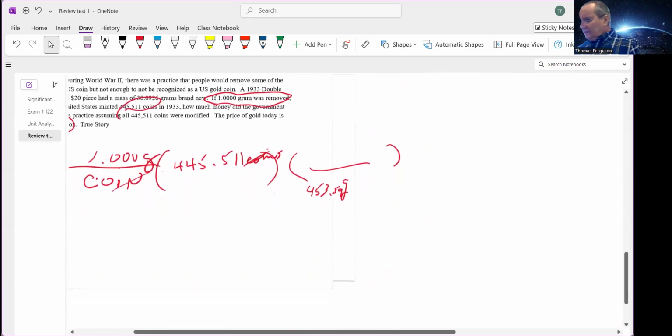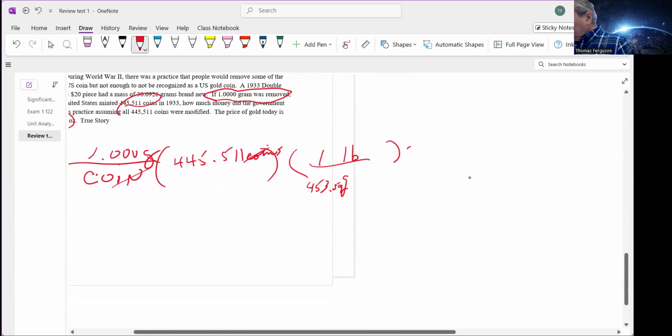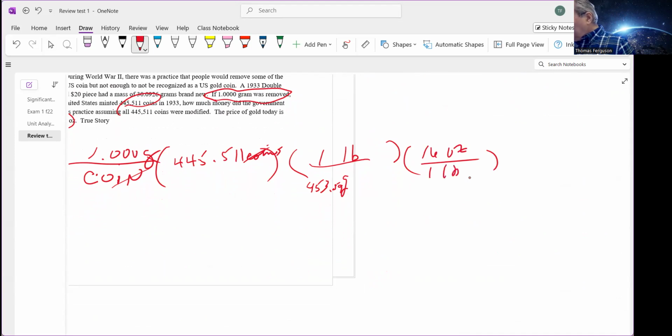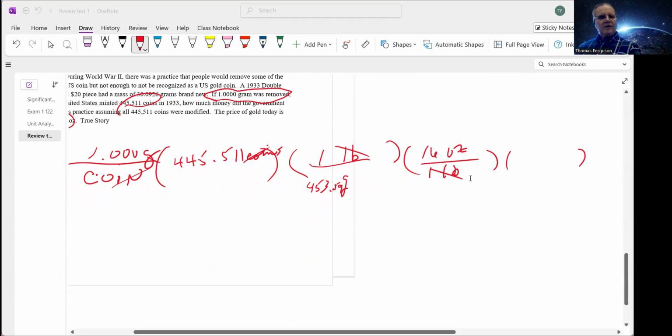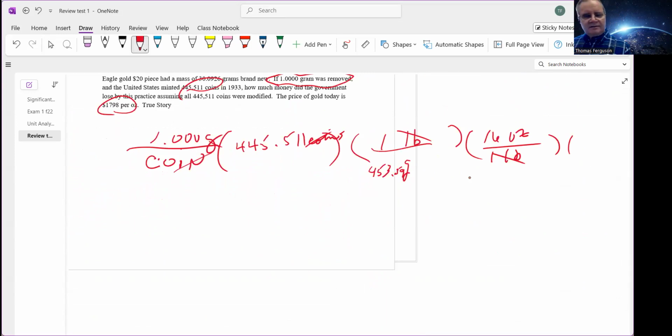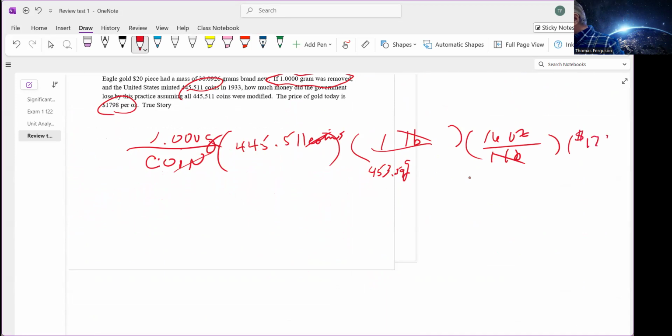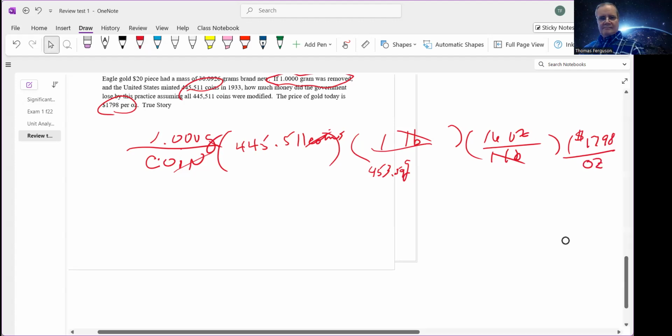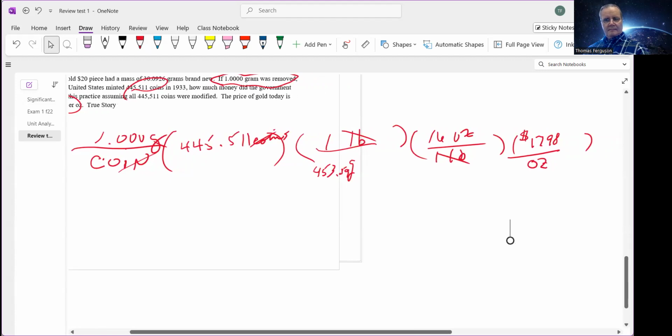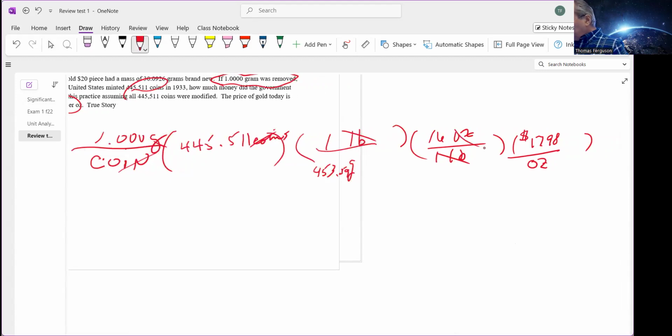We're in pounds now, and then we need 16 ounces per pound. And then we need one more step, which is the cost. So that's 17.98. All right, so all the units cancel.